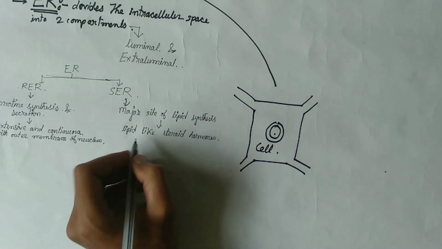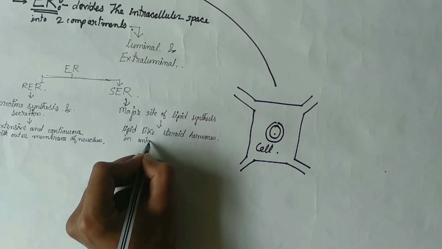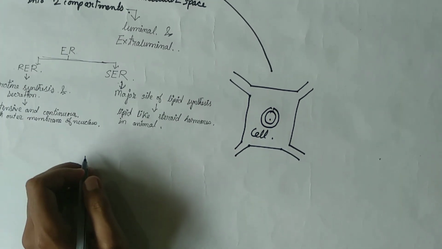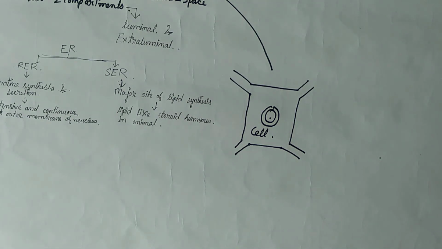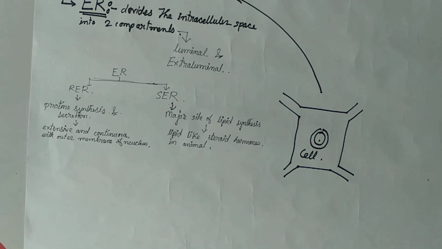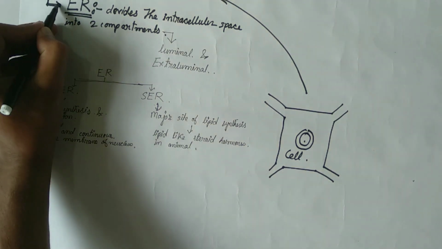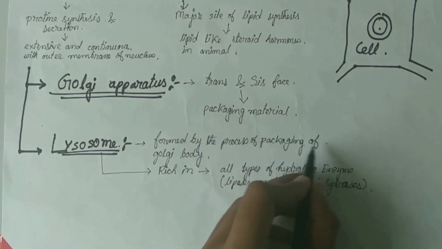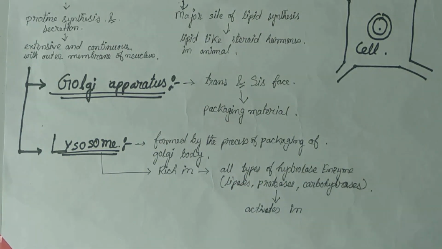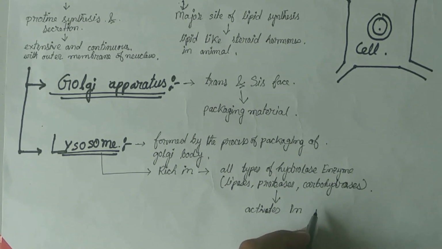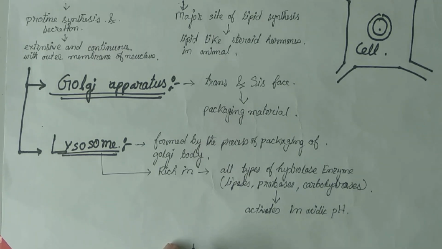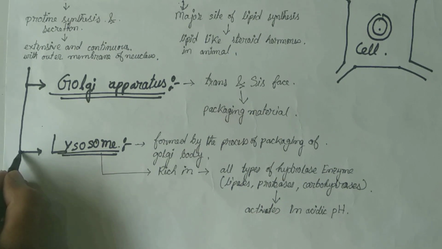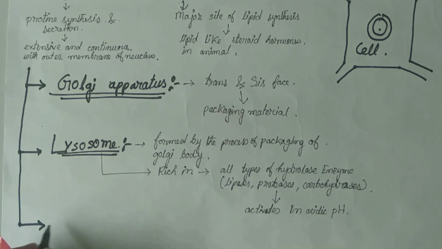After that, we find the Golgi apparatus, which is formed by the cis and trans faces and is mainly involved in the packaging of materials. After that, we find the lysosome, formed by the process of packaging by the Golgi body. The lysosomes are rich in all types of hydrolase enzymes like lipase, protease and carbohydrases. These enzymes are active in acidic pH.